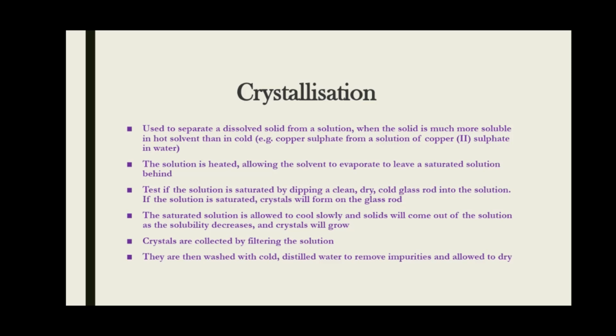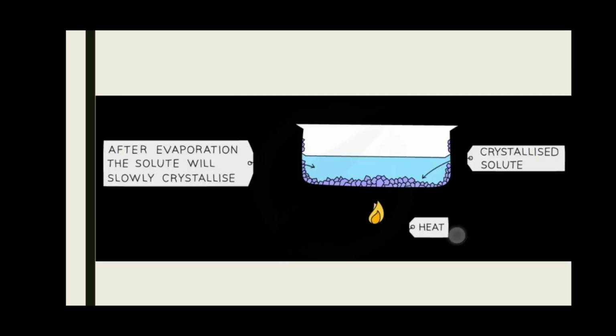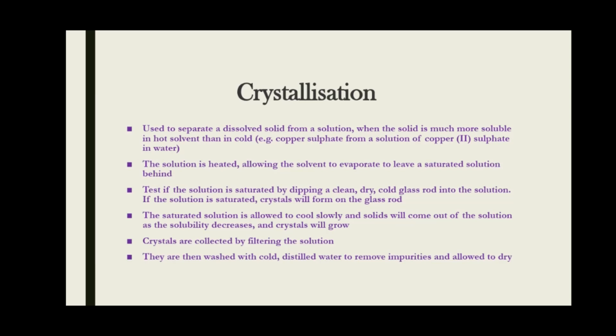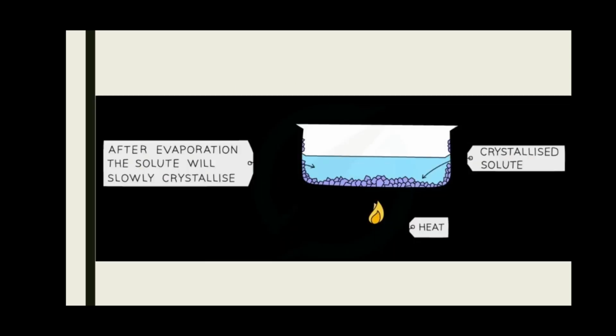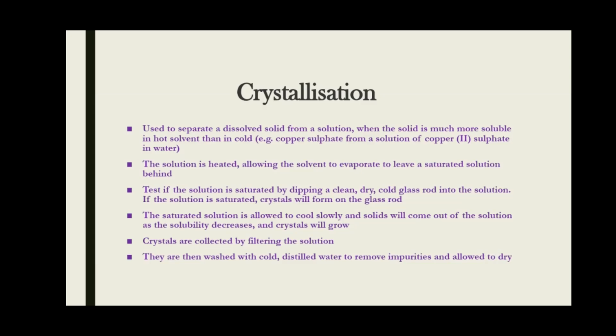Now, what will happen? This solution will be allowed to cool slowly, and you can see here the crystallized solute, the solids, coming out of the solution as the solubility decreases and the crystals will grow. And what will happen then? These crystals will be collected by filtering the solution. The filtration process will come then. So in crystallization, you have two processes: crystallization and then filtration.